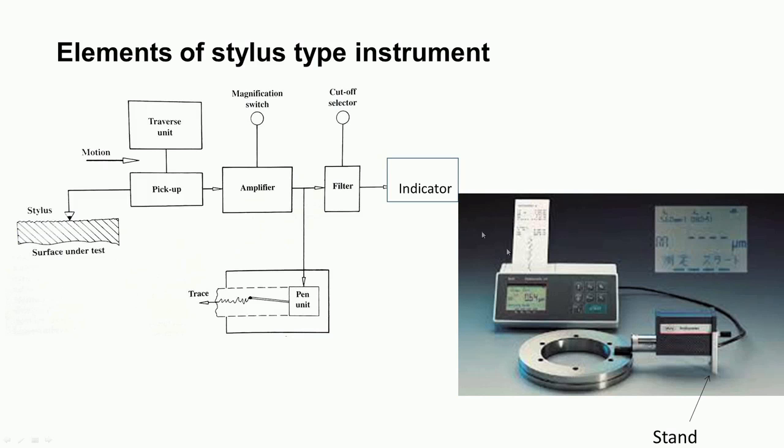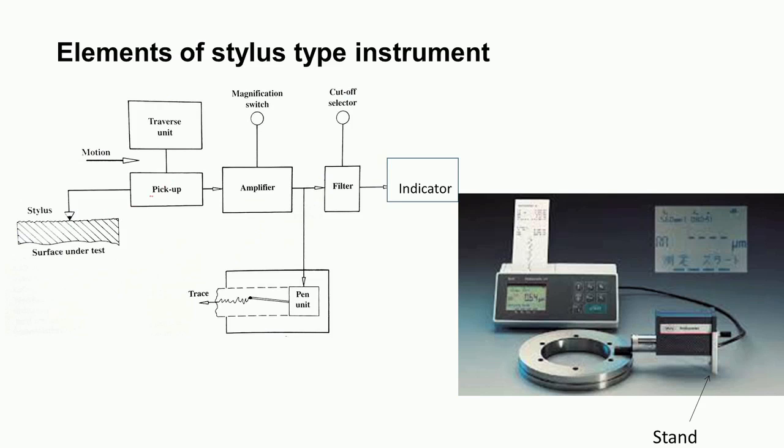Now what are the various elements of a stylus type instrument? You can see here, this is the surface under question which is to be measured, and then we have a stylus here, a diamond point, and then we have a pickup here. The details of pickup we will study after some time, and there is a traverse unit, or in other words a drive unit.